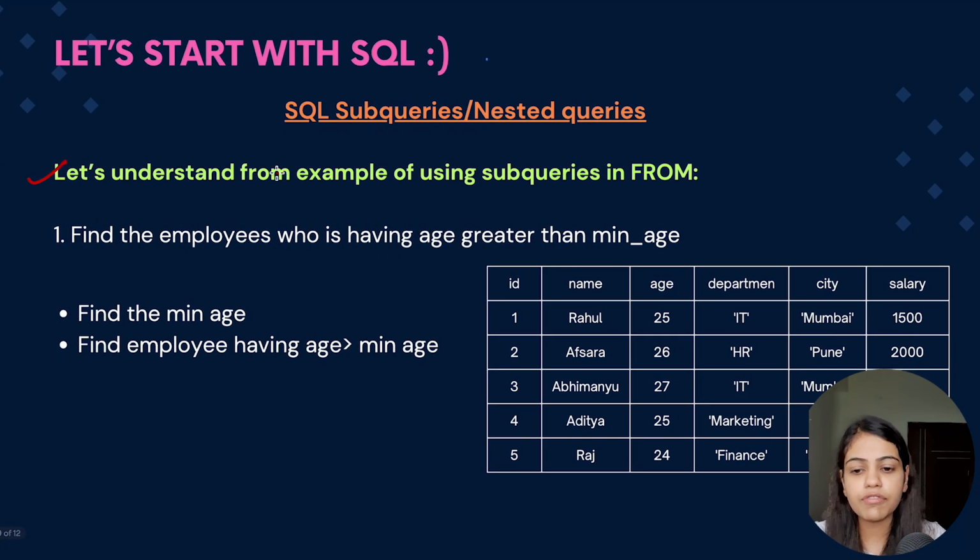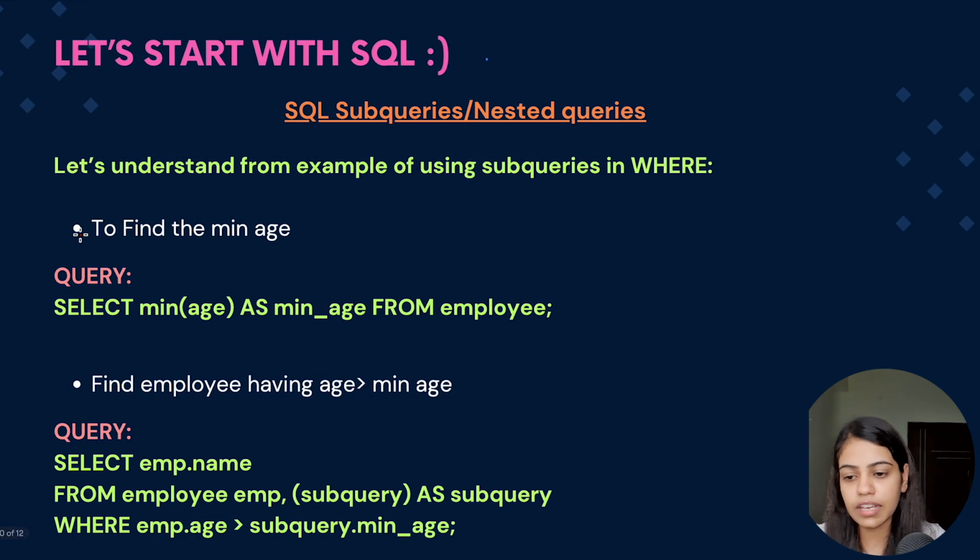So let's understand from an example of using subqueries in the from clause. The first question is, find the employees who are having age greater than minimum age. Earlier we were using the where clause, but here we will be using the subquery inside the from clause. So firstly we'll find the minimum age, and then we'll find all the employees who are having age greater than minimum age. So let's see how we can do that.